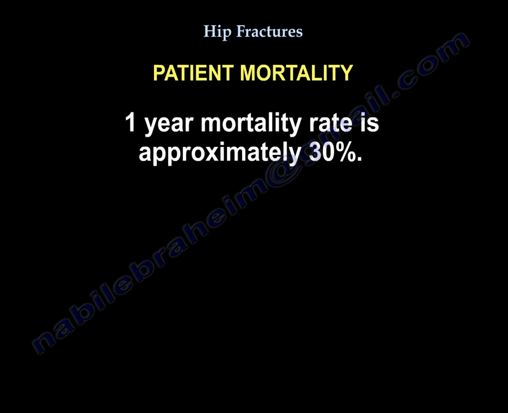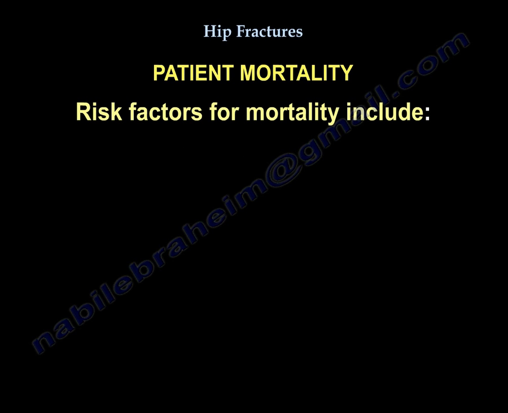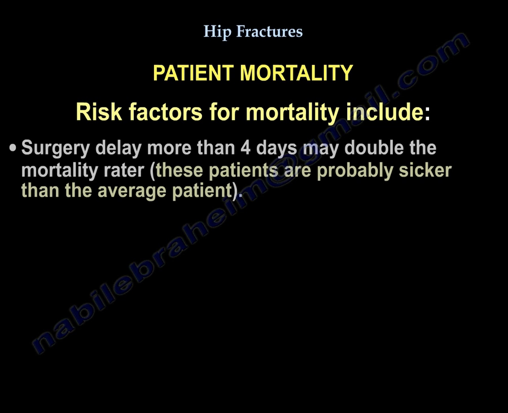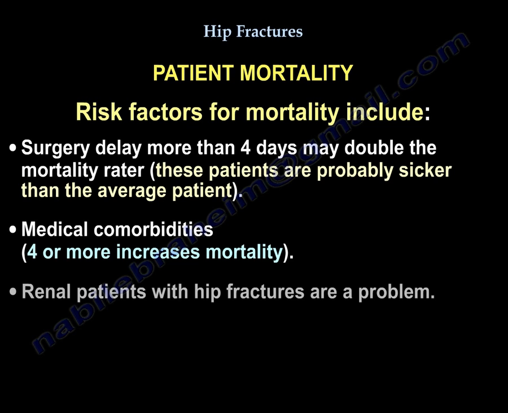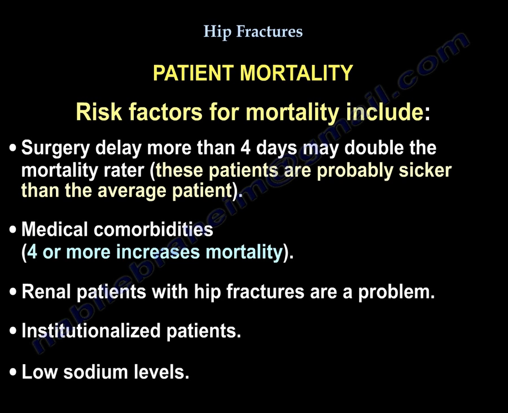The 1-year mortality is 30%. The risk factors for mortality will include surgery delay more than 4 days. This may double the mortality rate. Probably these patients are sicker than the average patient. Any patient with comorbidities more than 4 will have increased mortality. Renal patients with hip fractures are a problem. Institutionalized patients and patients that may have low sodium will have a high risk of mortality.